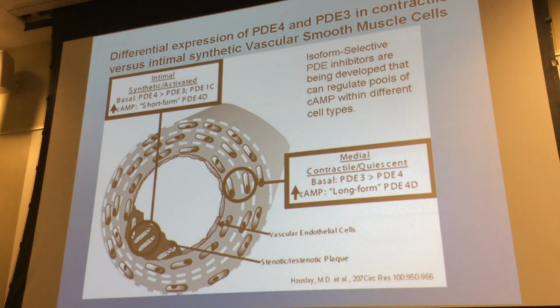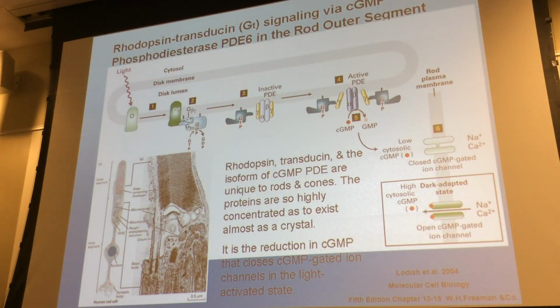Now, you can take a look at this slide at your leisure. This shows two different cells in an atherogenic lesion, and how we can modulate by using different kinds of phosphodiesterase inhibitors so that we can either target what might be in the atherogenic lesion plaque or the vascular endothelial cells. So depending on what kind of phosphodiesterase you have in your cells, you can use different inhibitors.